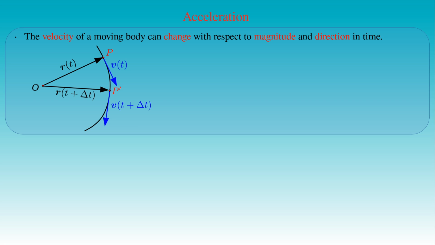We can see in the figure that the direction of the velocity is different at the point P' from the one at the point P. This means that the velocity vectors are different in the 2 points even if their lengths are the same, that is, even if the body is moving with a constant speed along the curve. Now we can take the original velocity vector v(t) in the point P and translate the tail of the new velocity vector v(t + delta t) to its tail.